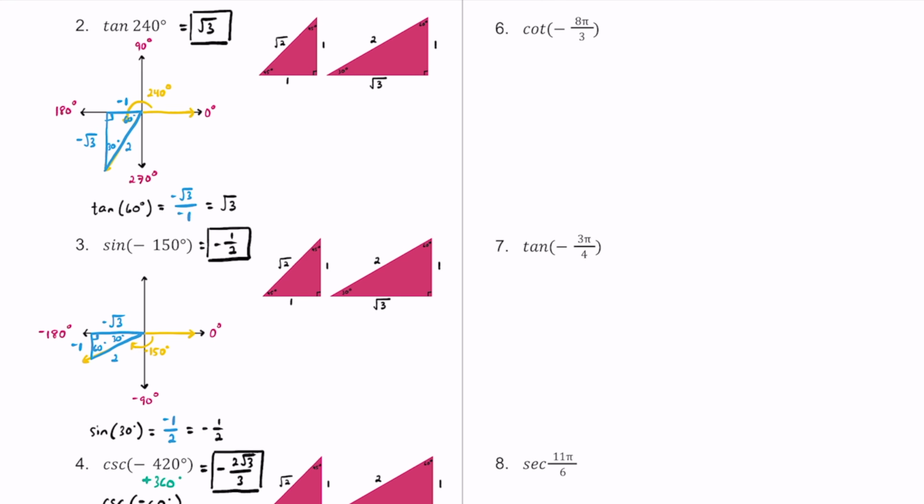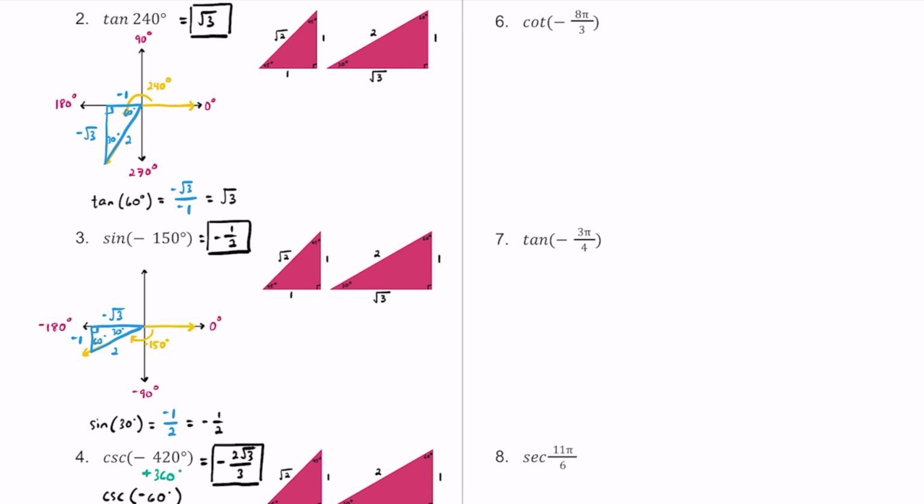Alrighty, here's number 6. For number 6, we have cotangent of negative 8 pi over 3. Negative 8 pi over 3, let's see. To me, that seems like it's a pretty big angle, or an angle that's pretty far away from 0. So I think it's past 360, right?